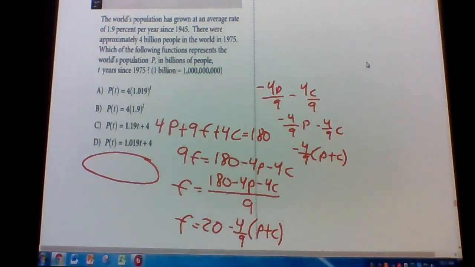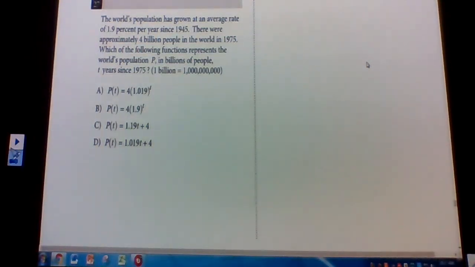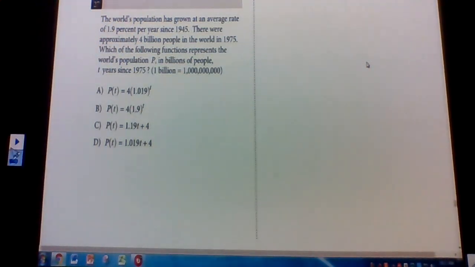Okay, 27. The world's, what are we doing on time? Really good. The world's population has grown at an average rate of 1.9% per year since 1945. There were approximately 4 billion people in the world in 1975, so that's going to be your initial. Which of the following functions represents the world's population in billions of people T years since 1975?